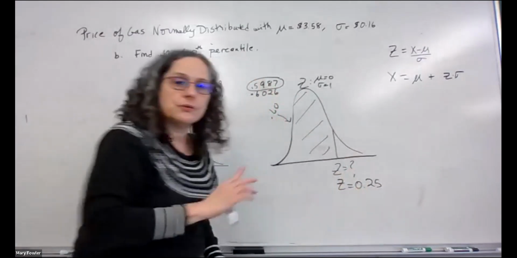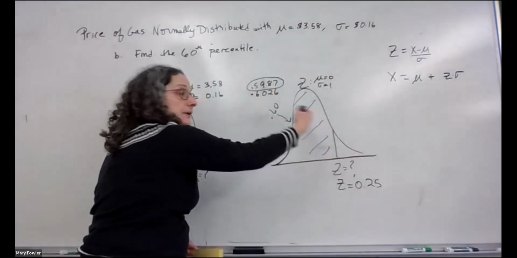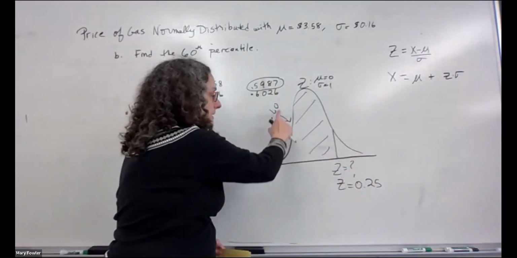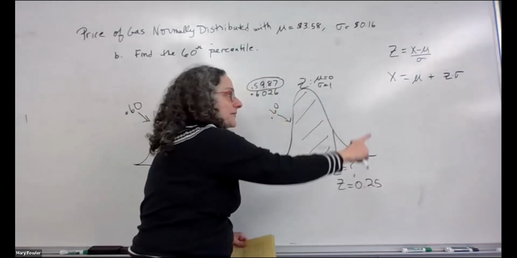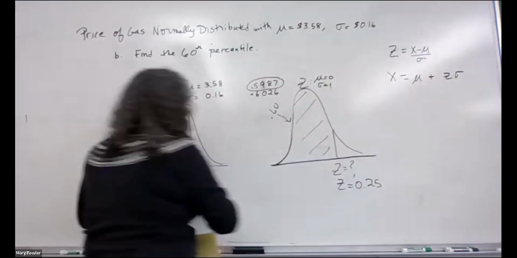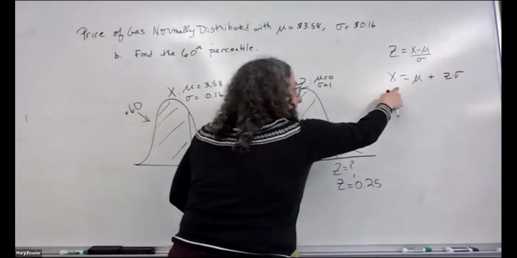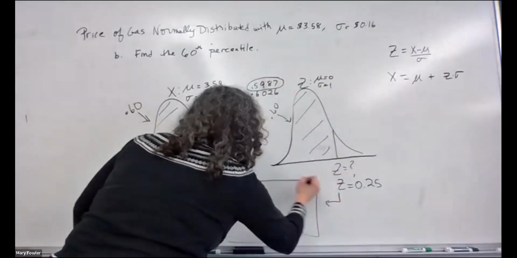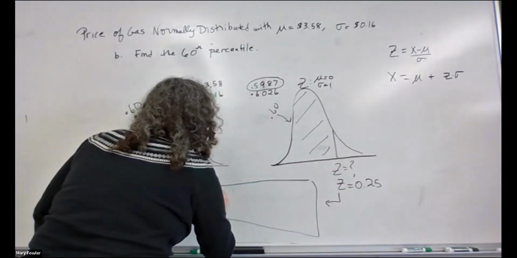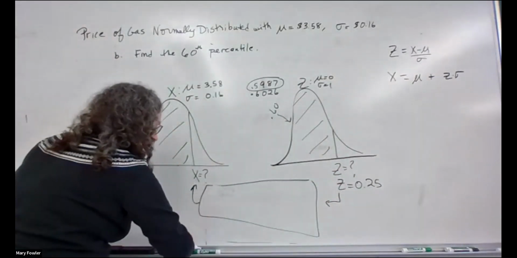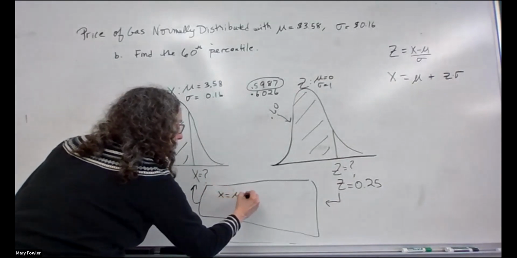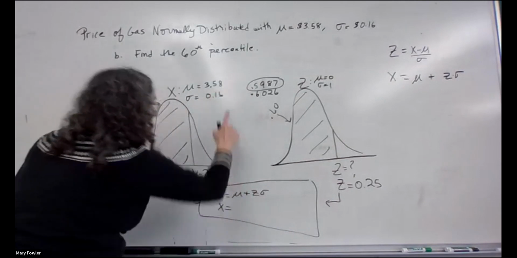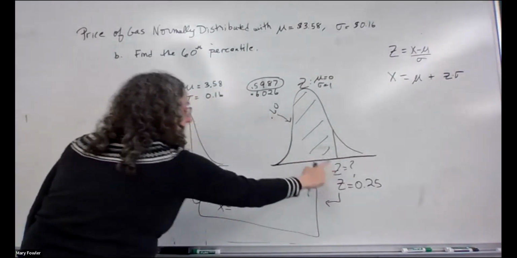All right, so now we know the z-score that has the property that 60% of the area is to the left of it is 0.25. So we have a z-score. We want an x-score. We're going to use that second formula, and we're going to take this bus in the other direction. Here we go. x equals mu plus z sigma. x equals, and here's our values. Here's the mu, here's the sigma, and here's the z.